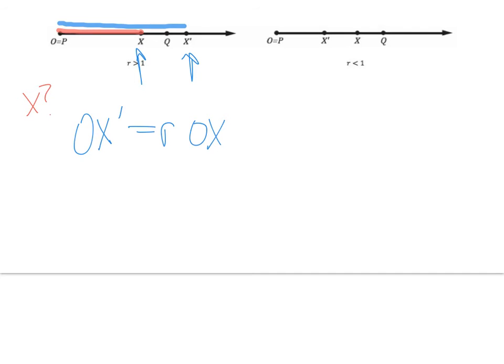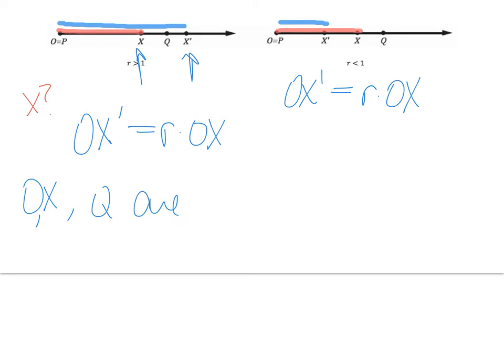Same here. We see that, let me highlight it, that's OX, and this is a scale factor less than 1, goes to OX prime. And it's the same thing. OX prime is equal to the scale factor times OX. So we know that OX and Q are collinear.